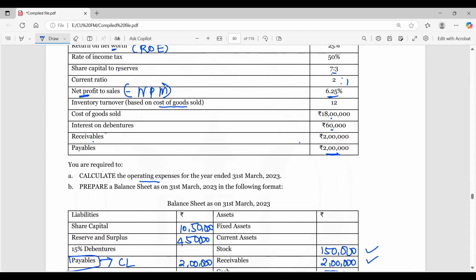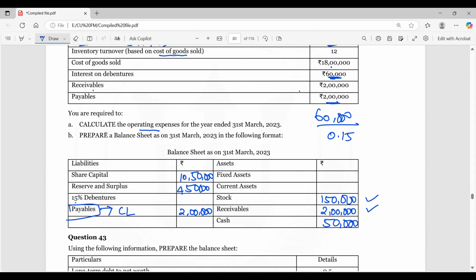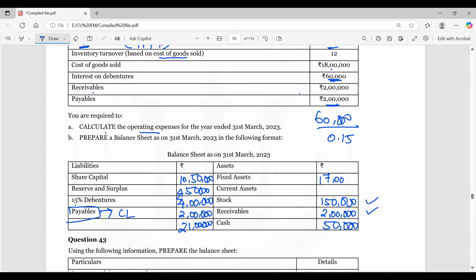Listen, interest on debenture is 60,000. So what will be the value of debenture? 15% debenture means 60,000 divided by 0.15. How much do we get? 4 lakhs. So what is the total liability side? 15, 19, 21 lakhs. Now fixed asset is 17 lakhs, balancing figure. So in this question, fixed asset can be calculated as a balancing figure only. Clear? Any doubt in this?